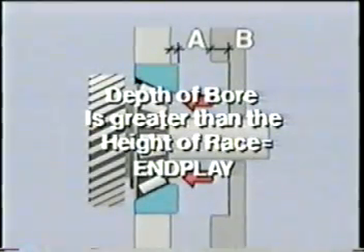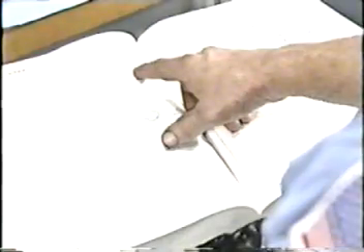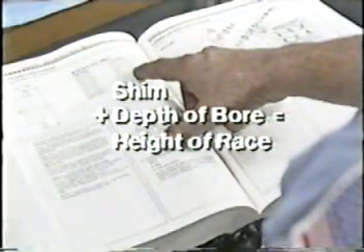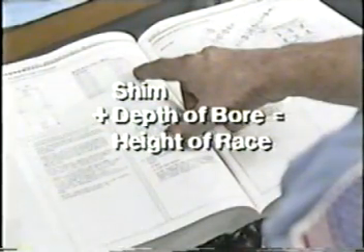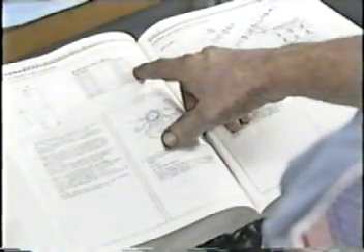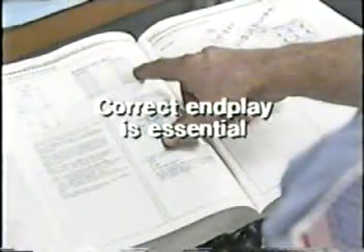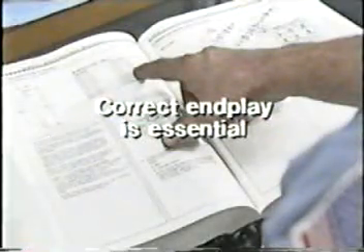If the end play is too great, component damage and premature wear are possible. Basically, you want to add a shim that makes the depth of the bore almost equal to the height of the race. To adjust end play, follow the guidelines outlined in your shop manual. The important thing to remember is that correct end play is essential to make up for case expansion.